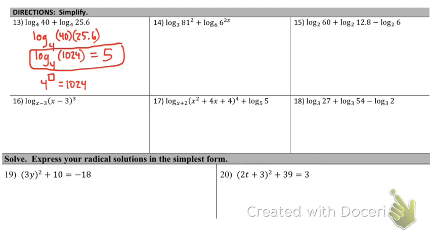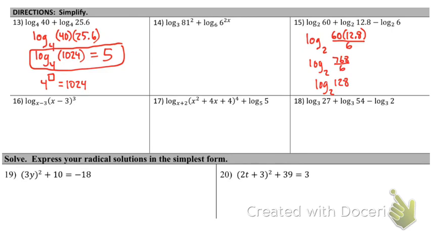All right, let's go ahead and jump to 15. Again, they're all log bases. Let's do this multiplication here because it's addition. So we're essentially going to do log base 2 of 60 times 128. And then whatever answer we get, because of subtraction, we're going to divide by 6. Okay? So let's do this math. Log base 2, 60 times 128 is 768. And then we're going to divide that by 6. So we get log base 2 of 128.